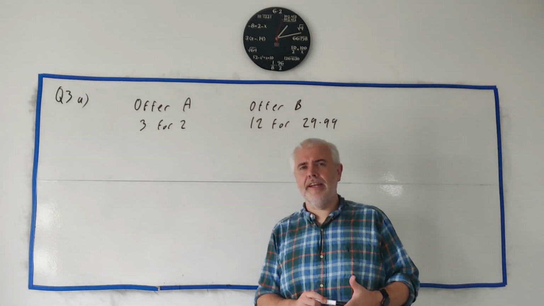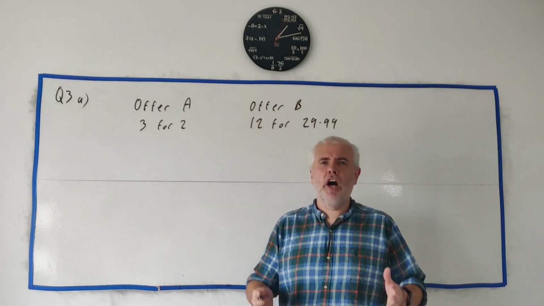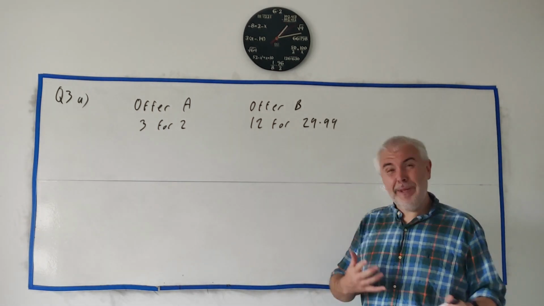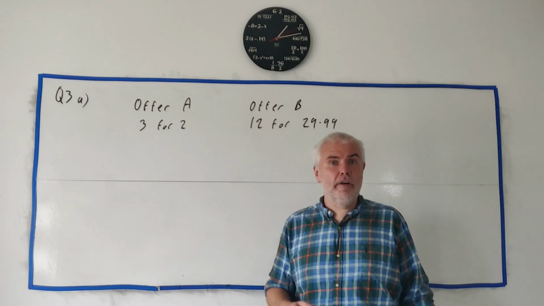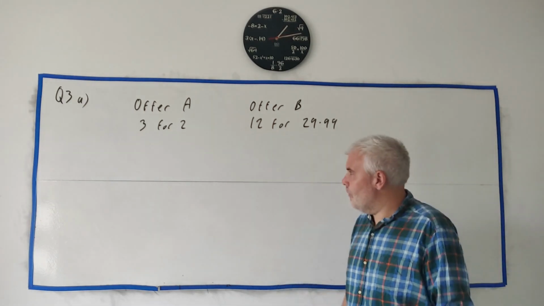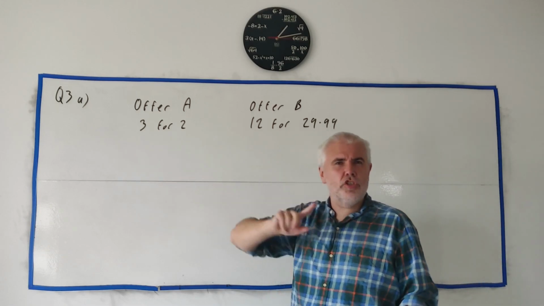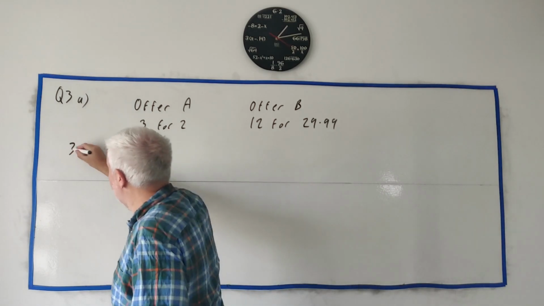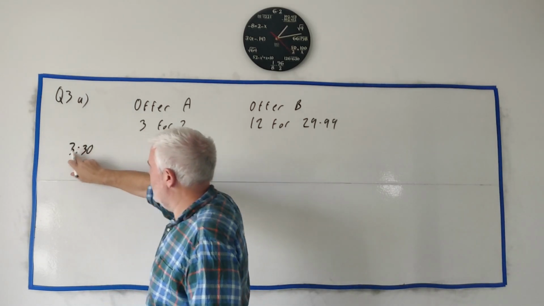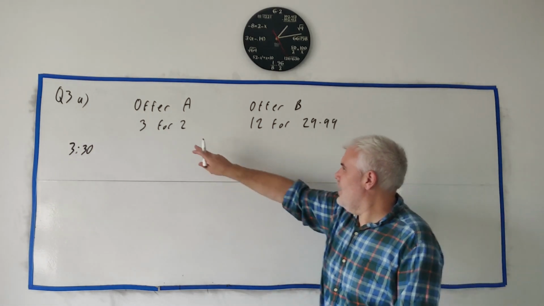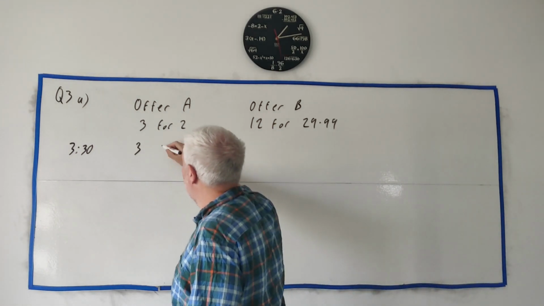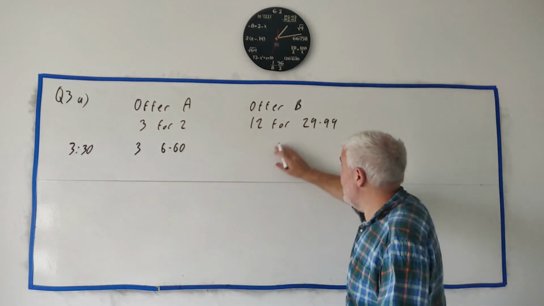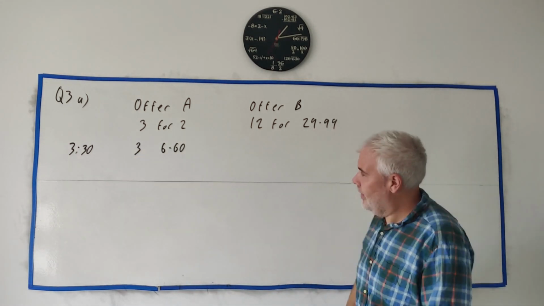Question 3, part A, starts us off with two different offers in a shop for protein bars, and they basically ask us which is the better offer per bar. So in this one you get 3 bars for the price of 2, where the price of a single bar was €3.30. So €3.30 for 1 bar. So really this offer could be rewritten as 3 for €6.60. That's how much that'd be, and this is 12 for €29.99.